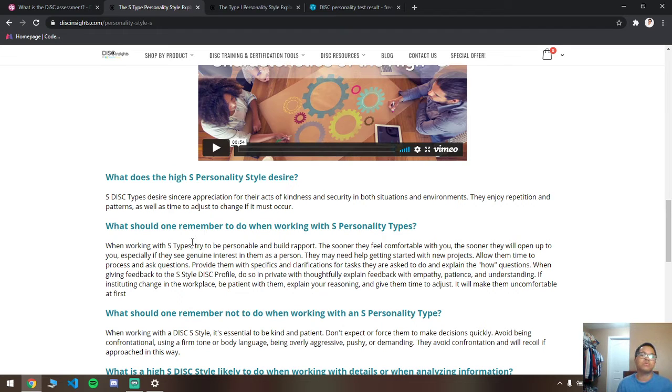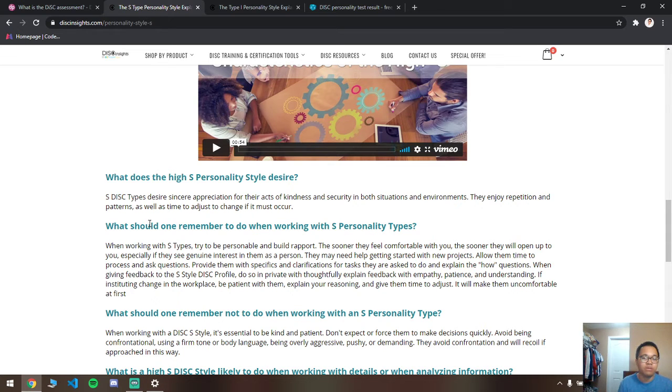What should one remember to do when working with the S personality types? When working with S types, try to be personable and build rapport. The sooner they feel comfortable with you, the sooner they will open up to you, especially if they see a genuine interest in them as a person. They may need help getting started with a new project. Allow them to process and ask questions. Provide them with specific clarification for tasks they are asked to do, and explain the how questions.